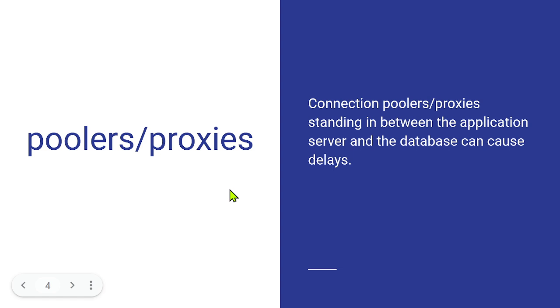And another reason is many of the poolers or proxies, connection poolers and proxies, are supposed to help in terms of database performance, but sometimes it works the other way because the communication could be delayed by the poolers or proxies. There could be delay in multiplexing the communication through a few database connections, and this is one common reason for the network delays.